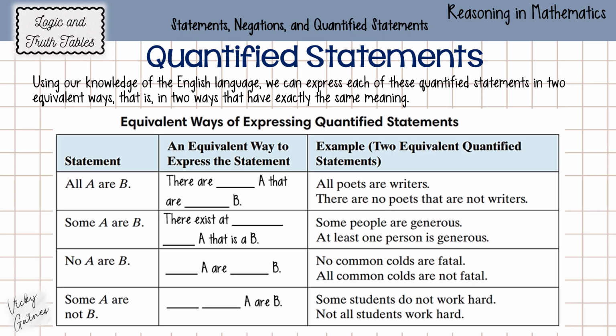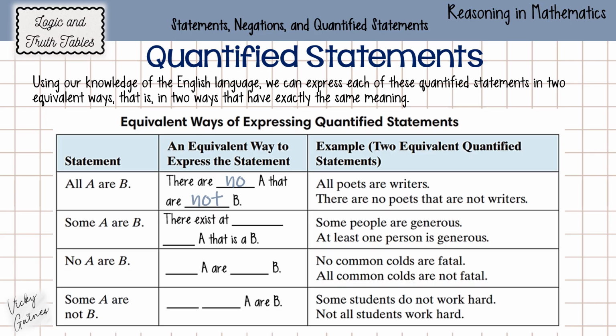Quantified statements. Using our knowledge of the English language, we can express each of the quantified statements in two equivalent ways. That is, in two ways that have exactly the same meaning. Statement, all A are B. An equivalent way to express it is there are no A that are not B. Example, all poets are writers. There are no poets that are not writers.